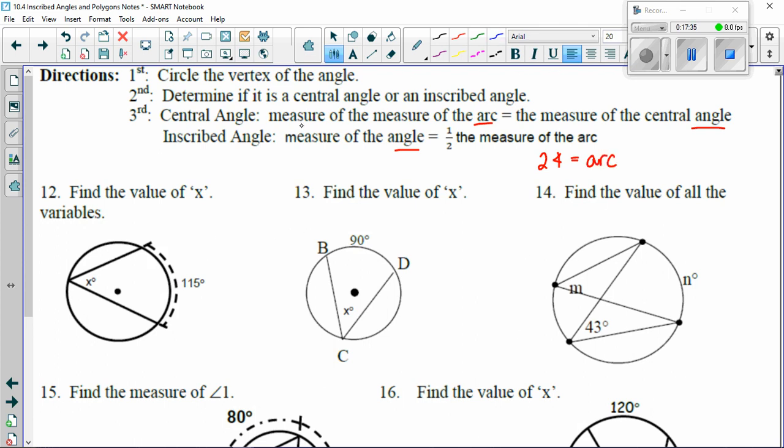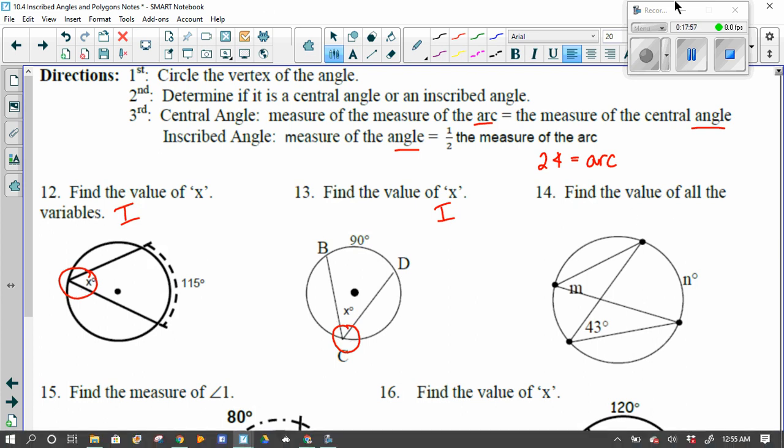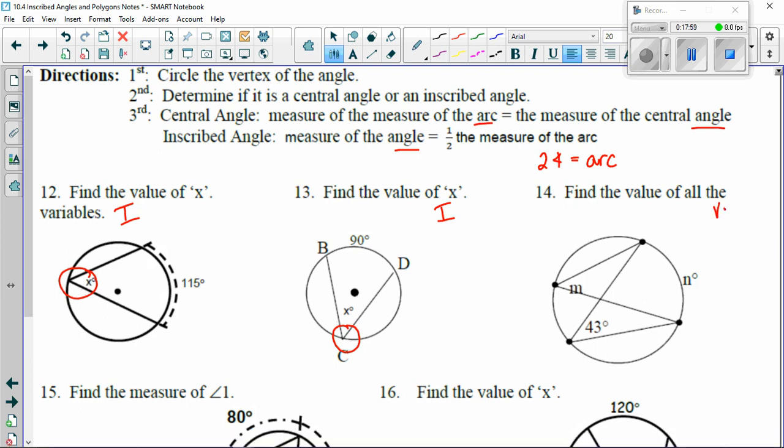So let's see, circle the vertex. So here's the vertex. This one is inscribed, so I'm going to put an I for inscribed. Here, I'm going to do it again. I'm going to circle the vertex. This is inscribed. Find the value of all the variables. This variable should be down here. I don't know what happened there. So let's find all the variables. That kind of got off kilter a little bit.